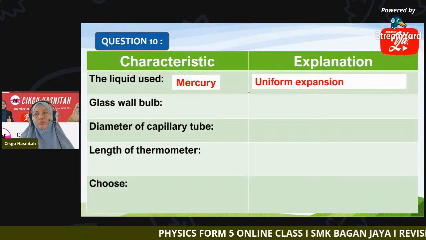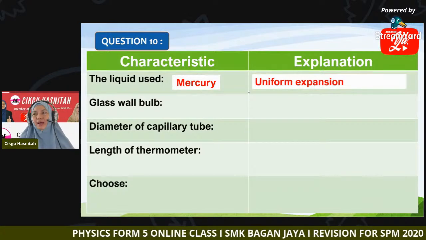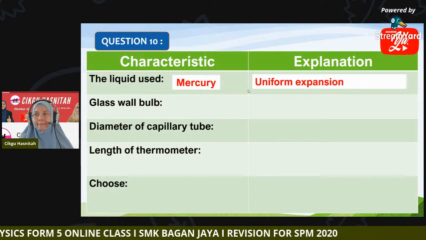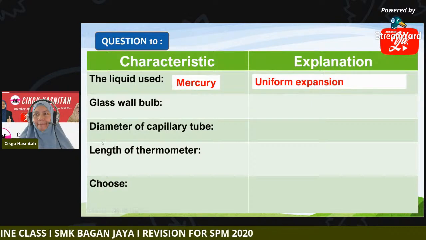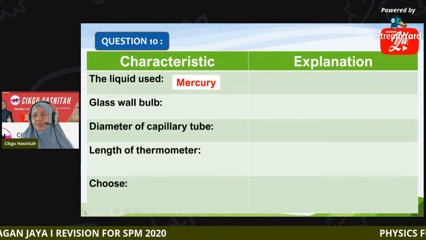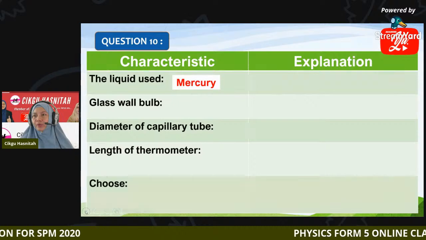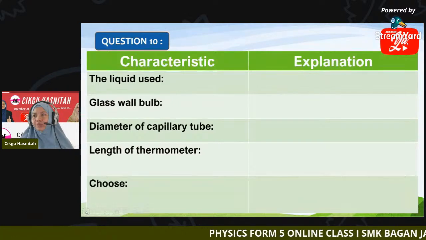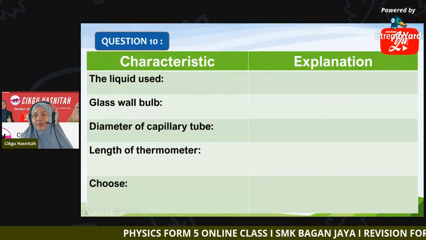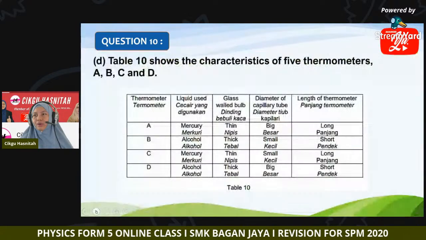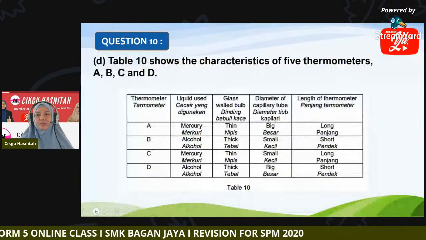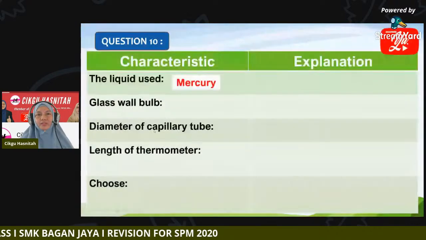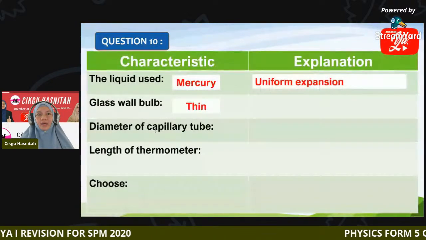What do you say? The glass wall bulb, thin or thick? What are the choices they gave just now? Thin or thick? So which one? We choose a glass wall bulb which is thin.